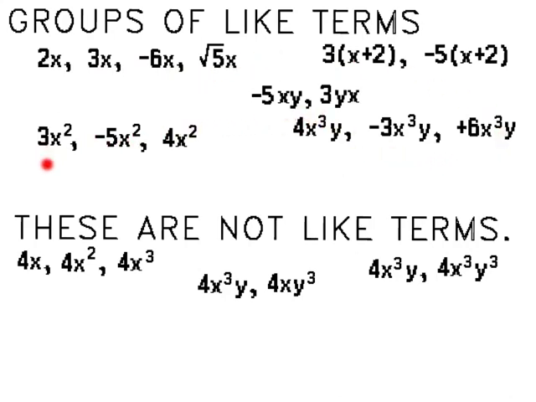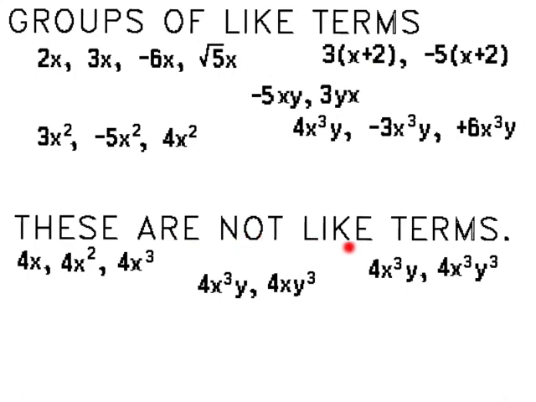All right, now, here, you've got x squared, x squared, x squared. Those are like terms. X cubed y, x cubed y, x cubed y. These are like terms. Negative 5xy and 3yx. Now, even though it may not look like it, these are like terms because they both have x to the first, y to the first. And that's it. It doesn't matter if they're not in the same order. All right, now, all of these are like terms.